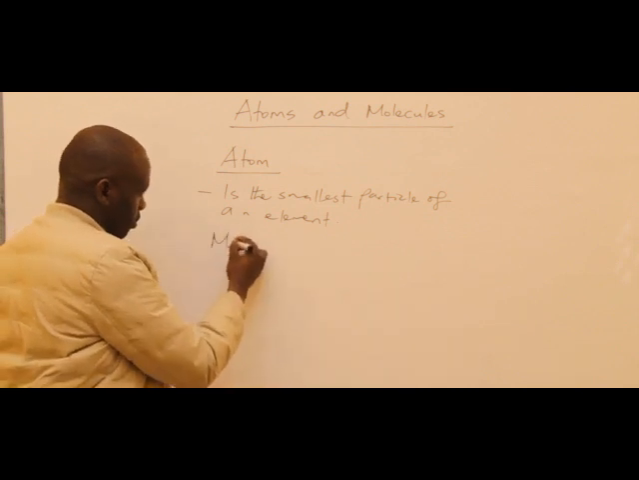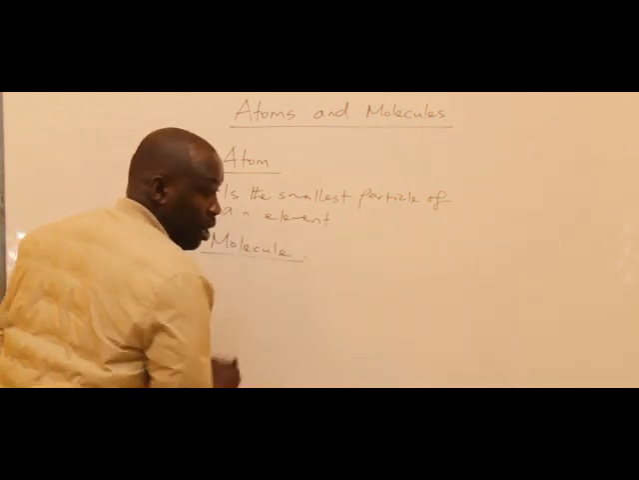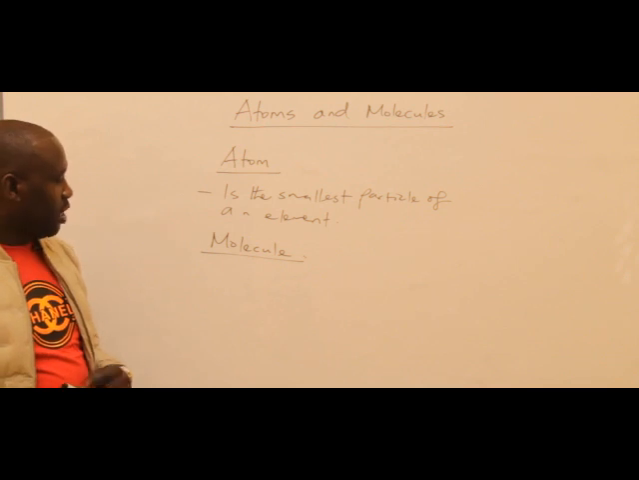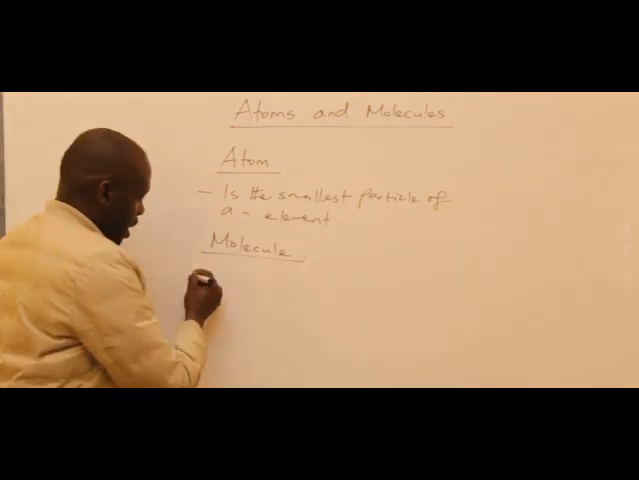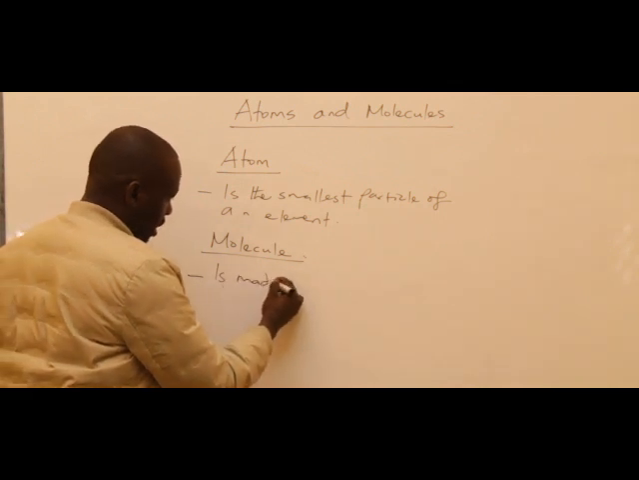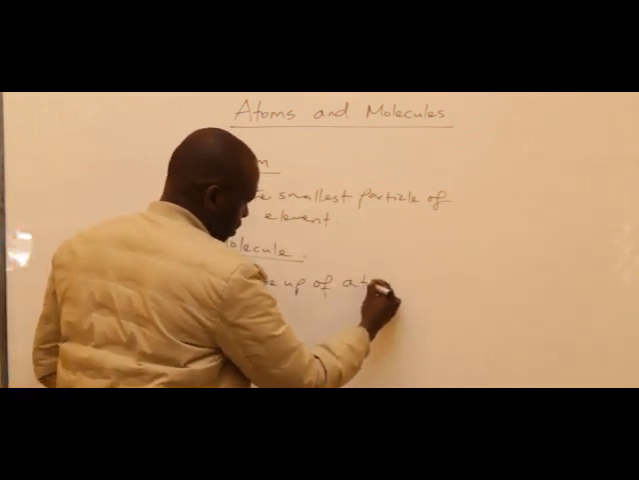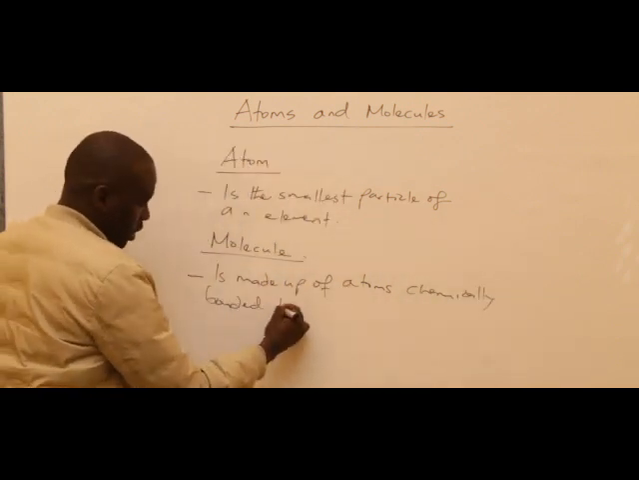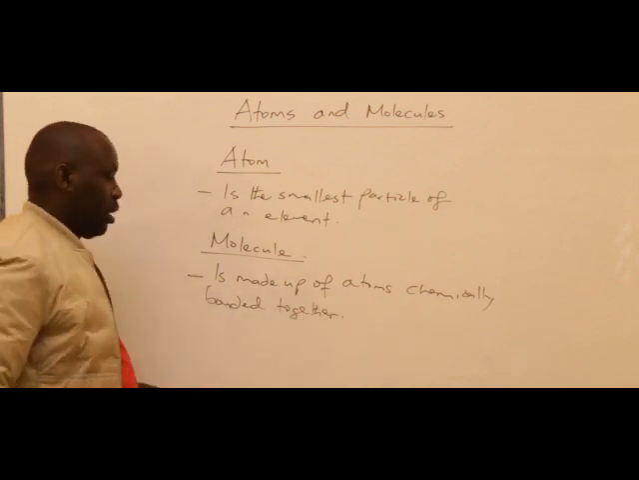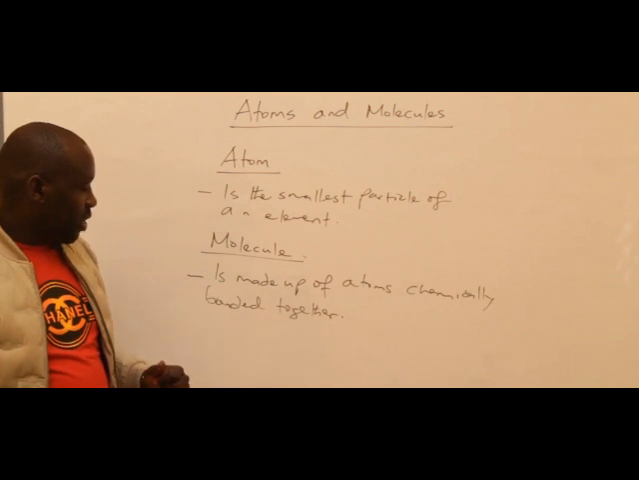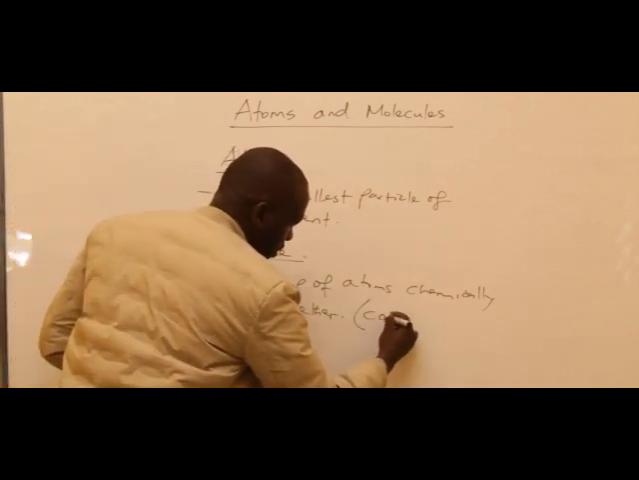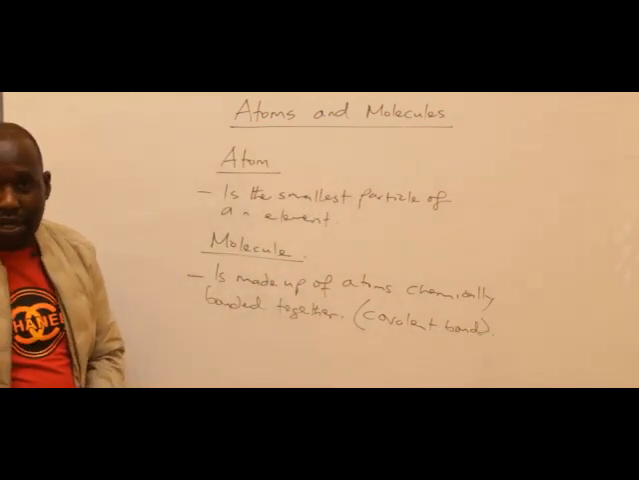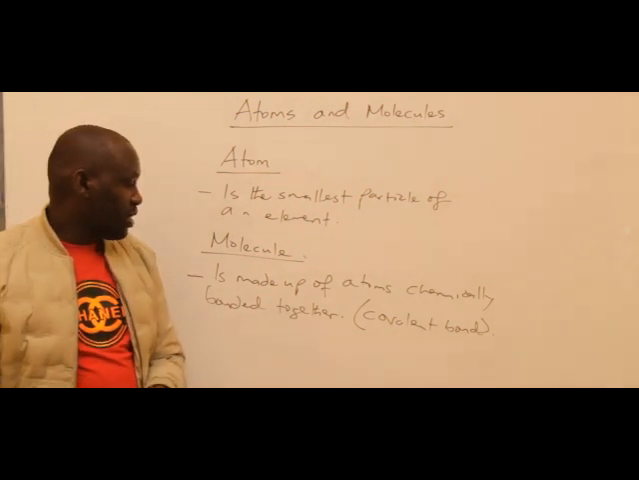Then what is a molecule? A molecule is made of atoms. The molecule can consist of either one atom or a combination of two or more atoms. So a molecule is made up of atoms chemically bonded together. The bonding that we use is covalent bond. So we say a molecule can either be made of one type of atom or two different types of atom.